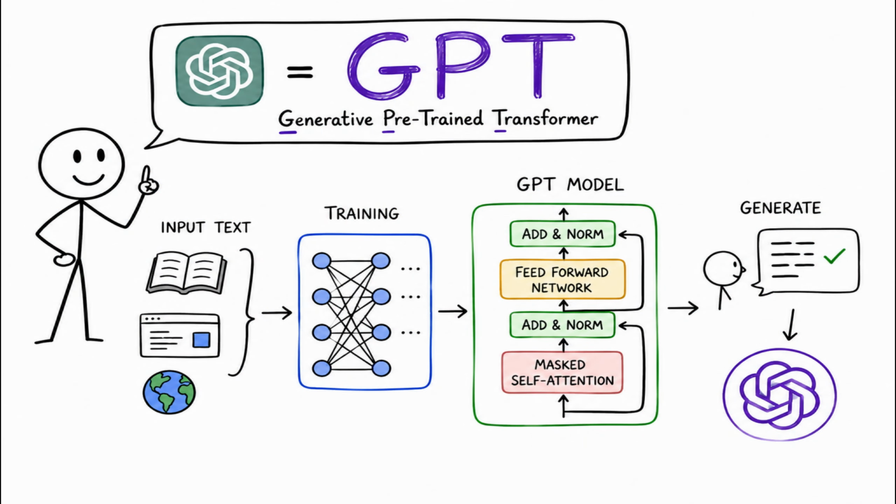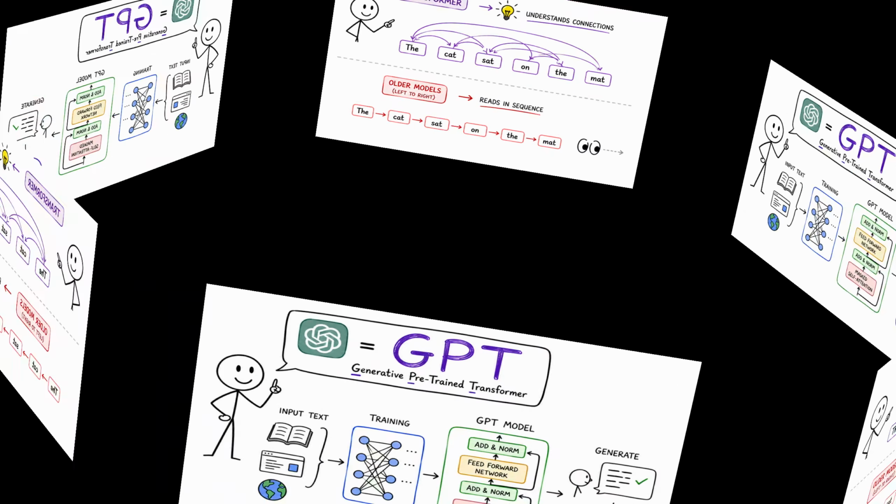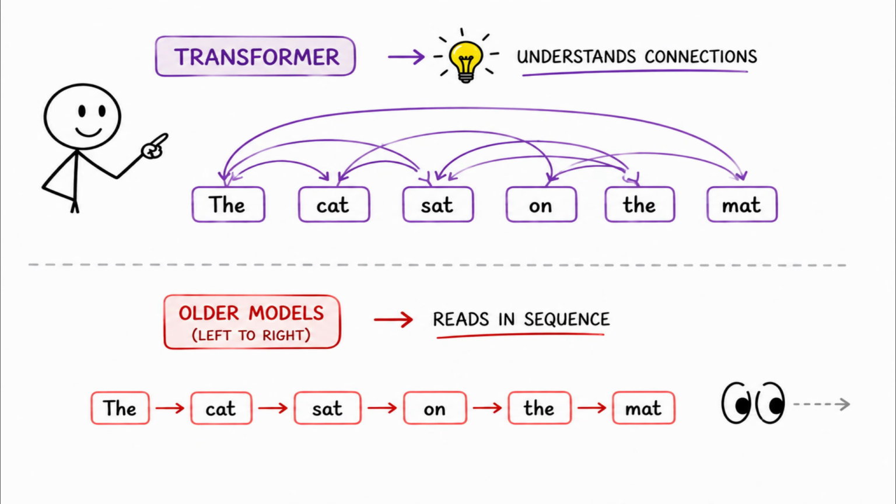ChatGPT is something which everyone is using now. But do you know ChatGPT is based on a model which is called GPT? That means Generative Pre-trained Transformer. The transformer is an AI model that understands text by checking which words are connected with other words. It does not read the sentence in a sequence left to right like the older model.